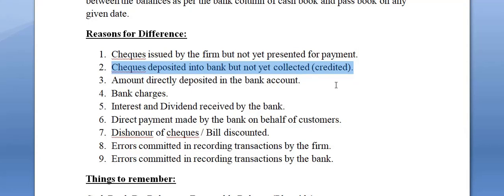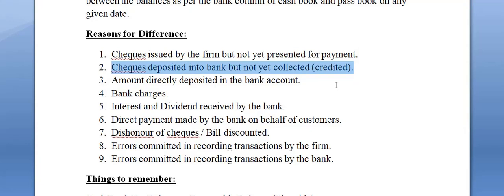For example, let us suppose Amrit has given you a check, and you deposit it in the bank on the same day. So you will write towards the debit side to Amrit's account, and you will record the balance in the bank column. But the same may not be collected or credited on the same day, or maybe it may take 3-4 days to get collected or credited.